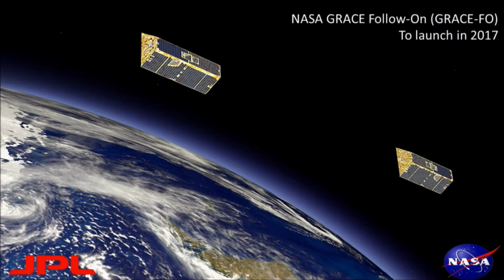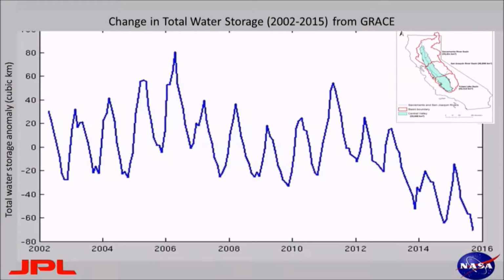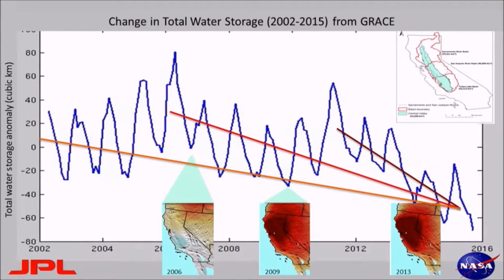Okay, so what does some of the data look like? Here we are in California. We're looking at the combined Sacramento, San Joaquin, Tulare Lake basins, and that blue part there is the Central Valley. So what are we looking at here? This is a time series of GRACE data for the change in the total water storage for that region outlined, the greater red region, the Sacramento, San Joaquin River Basin.